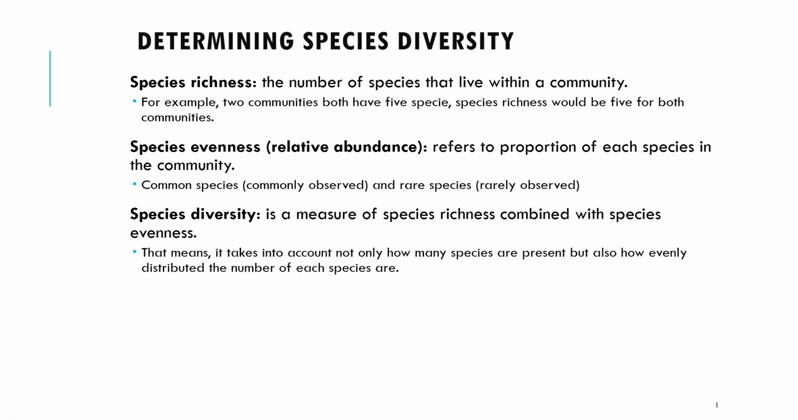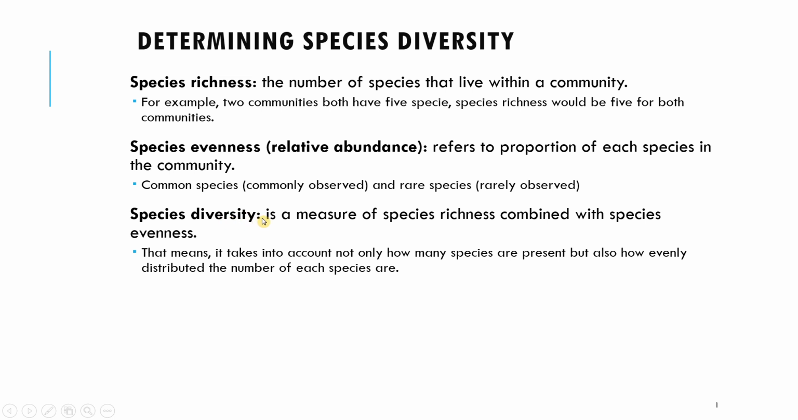For example, if two communities have 5 or 10 species each, the species richness will be 5 or 10 for each community. Species evenness indicates the relative abundance of a given species as compared to other species, and it refers to the proportion of species in the community. So we can express a given species as commonly observed or rarely observed.